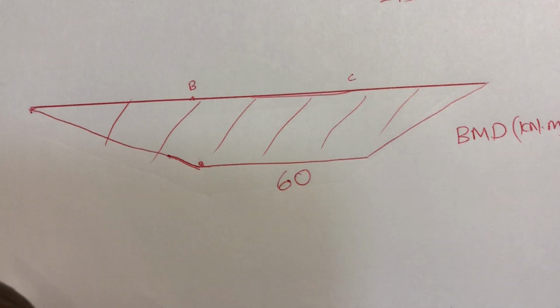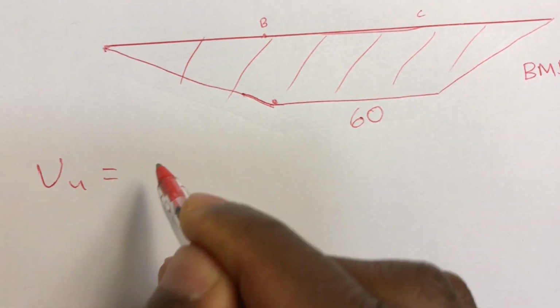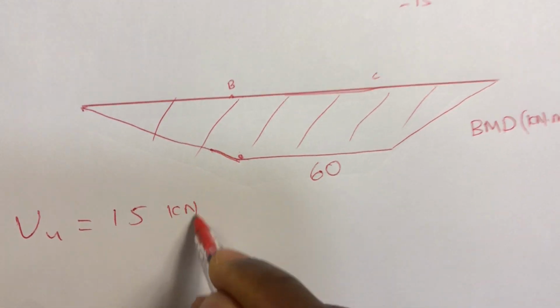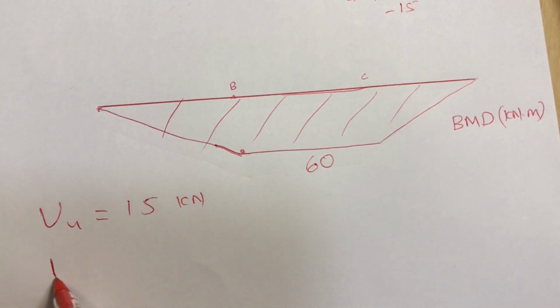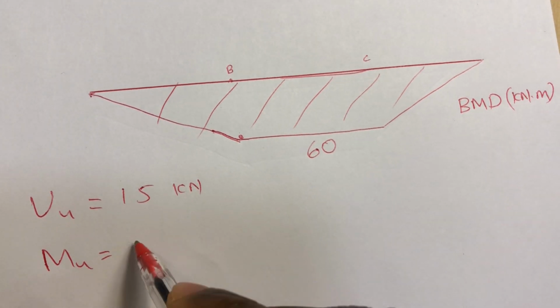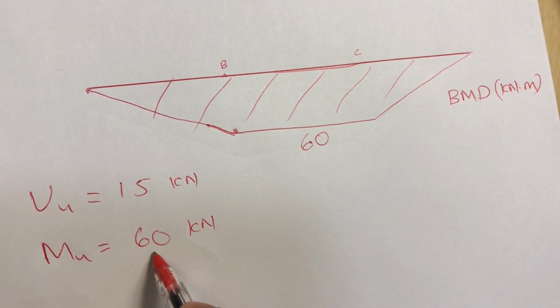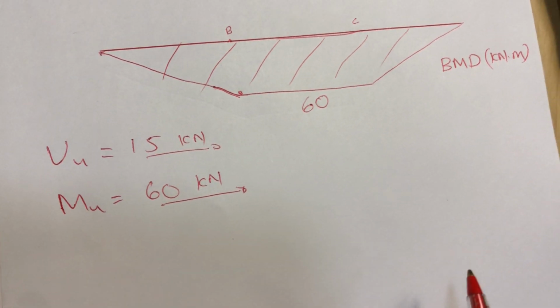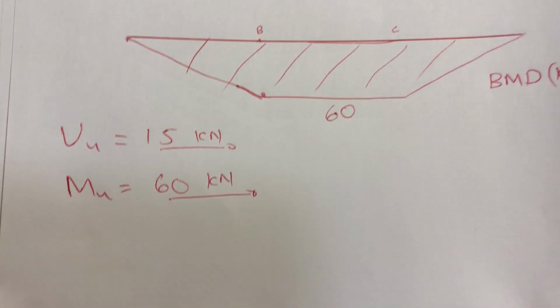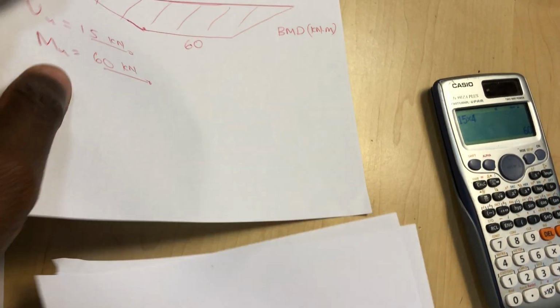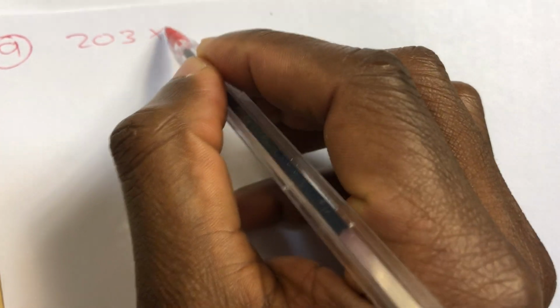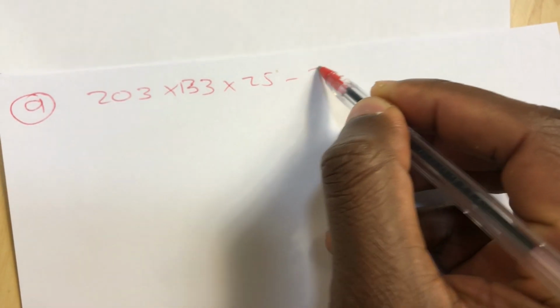Now I can say that my maximum shear force is 15 kilonewton, and my maximum bending moment, Mu, is 60 kilonewton meter. So now we go to number A. Number A wants us to classify the section. Remember, the section is a 203 times 133 times 25 I section.